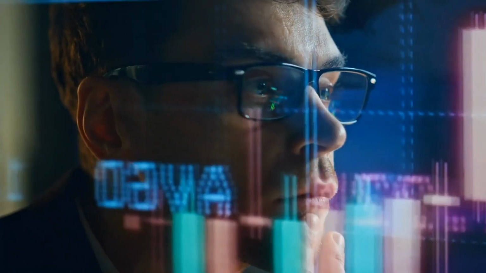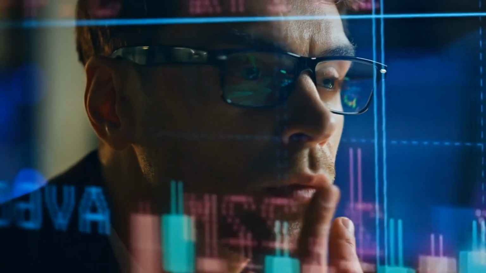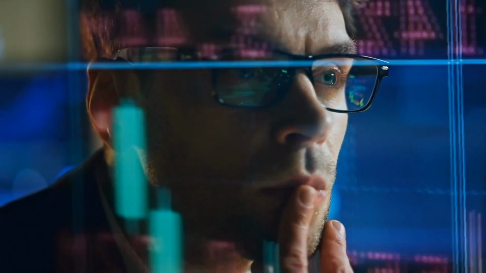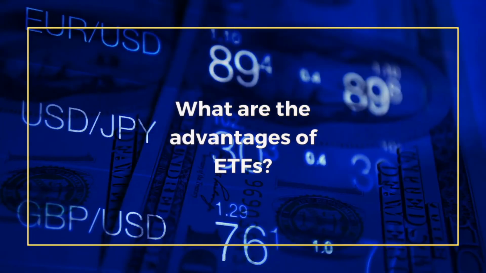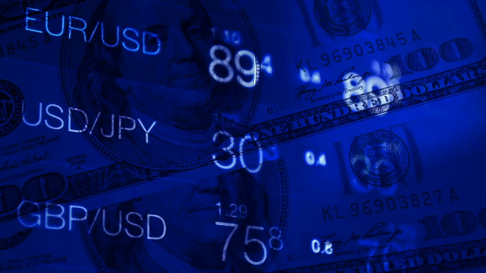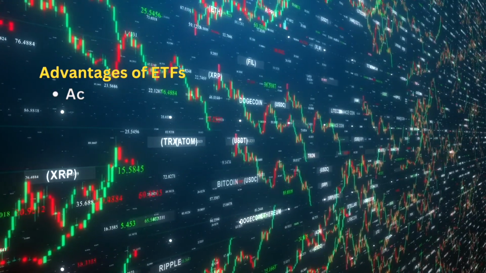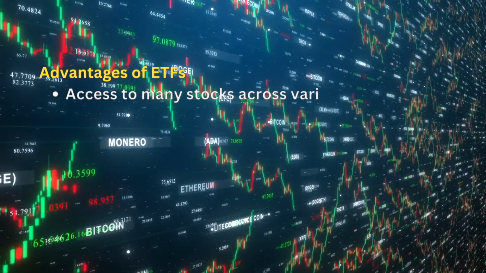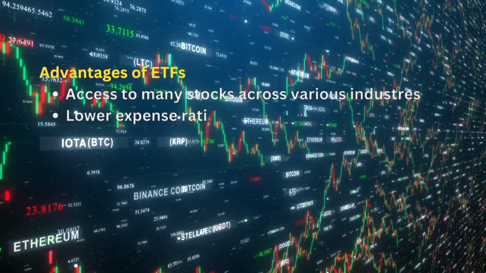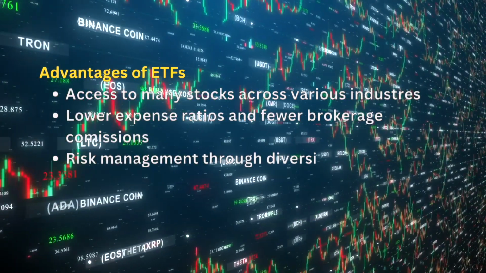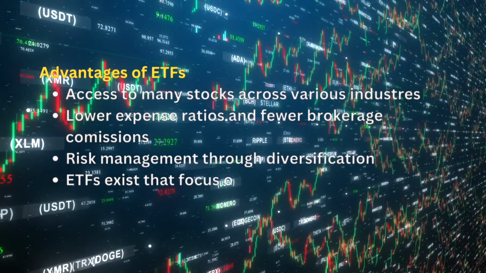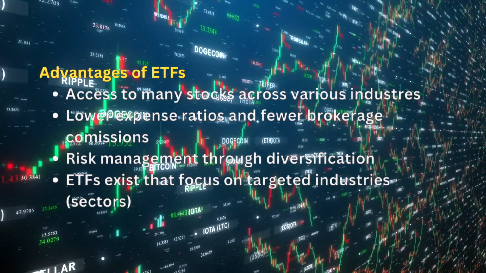You should evaluate your financial plan to decide if any of these types of ETFs are right to include in your portfolio. You'll need to consider investment goals and risk tolerance. So, what are the advantages of investing in ETFs over stocks? ETFs provide access to many stocks across various industries. They have lower expense ratios and fewer brokerage commissions. They manage risk through diversification. And there are ETFs that focus on targeted industries.